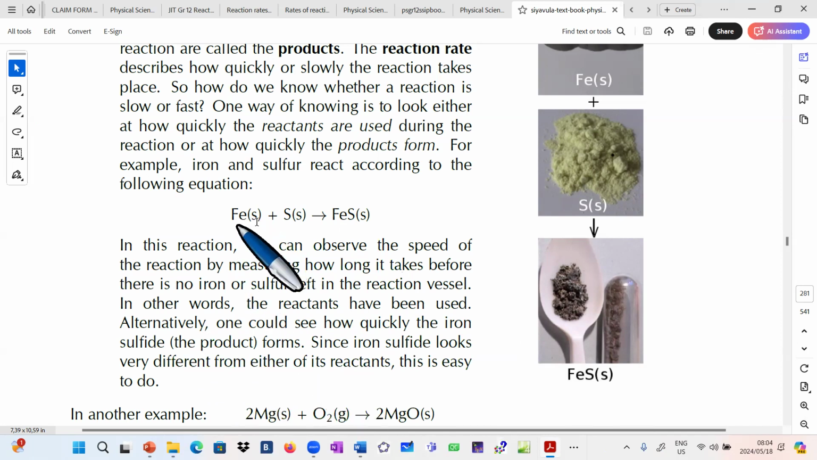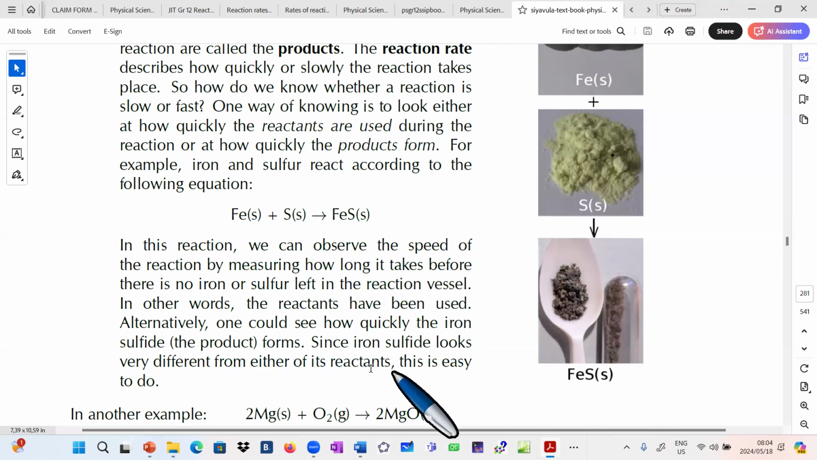Alternatively, instead of looking at the reactants and how quickly they are used up, one could see how quickly the iron sulfide, which is the product, forms. How quickly does iron sulfide form? So we're looking at two ways. Either we focus on the reactants and ask how quickly they get used up, and then we're left with nothing in terms of the reactants. Or we can ask how quickly the iron sulfide forms, in other words, how quickly the product forms.